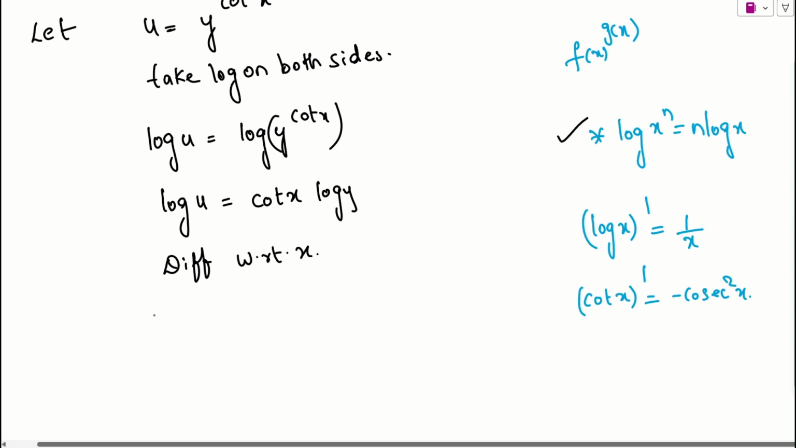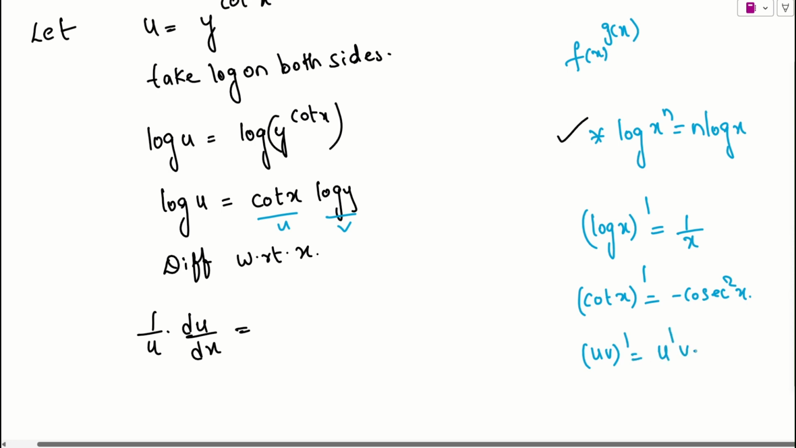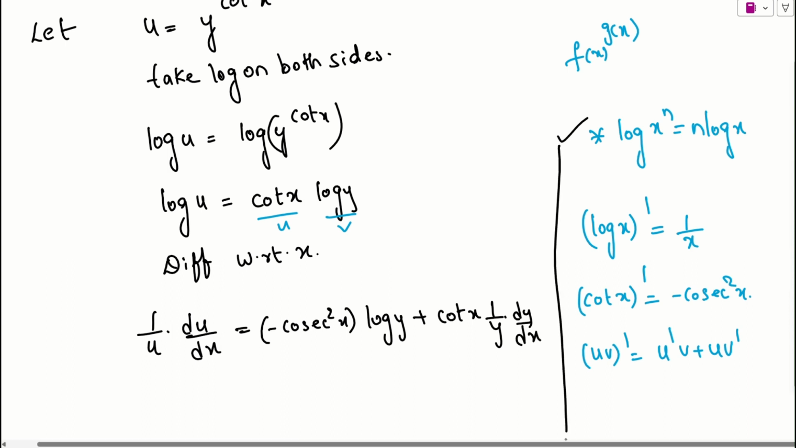If I differentiate log u, the derivative will be (1/u) du/dx, which must be equal to, if you check the right side, a product of two terms, so the product rule applies: (uv)' = u'v + uv'. I'll apply the same formula here. First term's derivative: the derivative of cot x, as I just said, is minus cosecant square of x, into the second term as it is, plus the first term as it is, into the derivative of log y, which is (1/y) dy/dx. These are all the formulas.